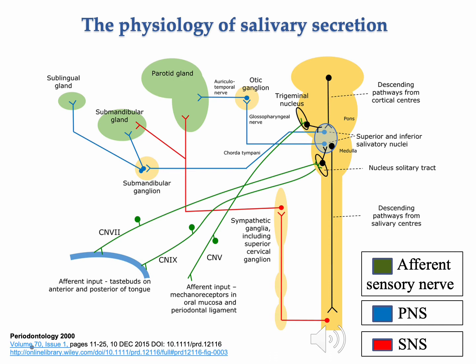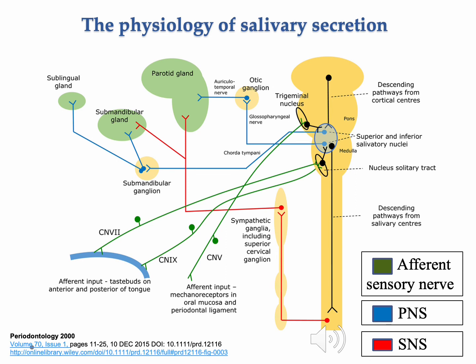This is a nice little flow diagram of the physiology of neural input with salivary secretion. Some of it you'll be very familiar with. On the lower left, we have cranial nerve 7 and cranial nerve 9 supplying taste sensation to the tongue. And this sensation, you will recall, is transmitted to the brain stem, where it will synapse in the salivatory nucleus.